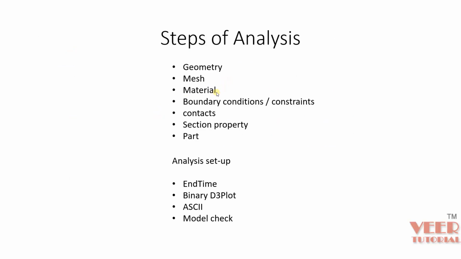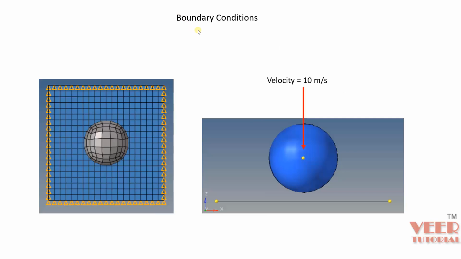After we have defined the material, we need to define the boundary conditions. In this problem we have to specify 2 boundary conditions. One is we need to fix this plate, and then we need to apply the velocity to this ball. The ball is moving with a velocity of 10 meter per second in the perpendicular direction to this plate, and this plate is fixed on all 4 sides.